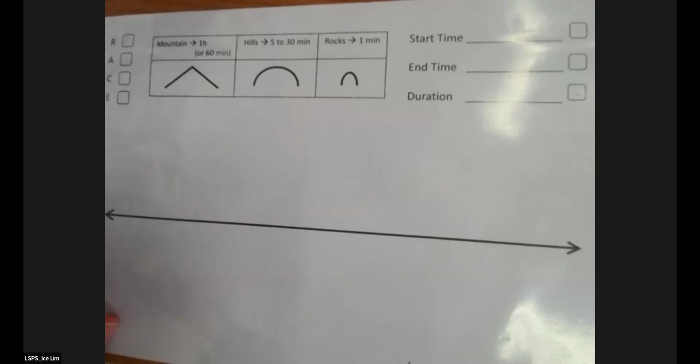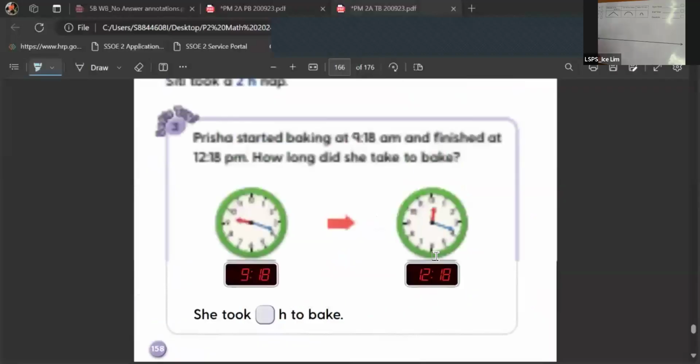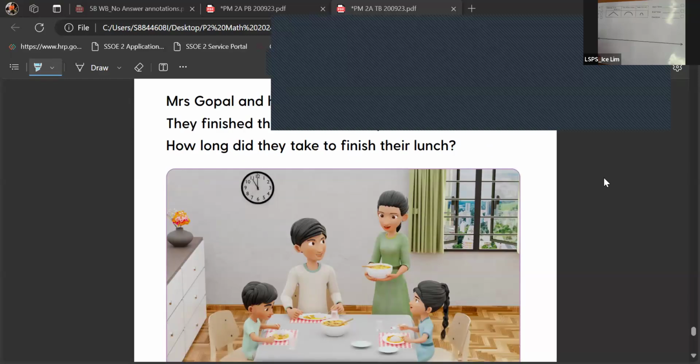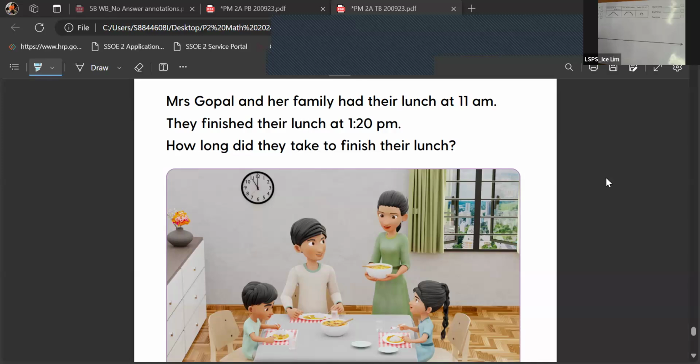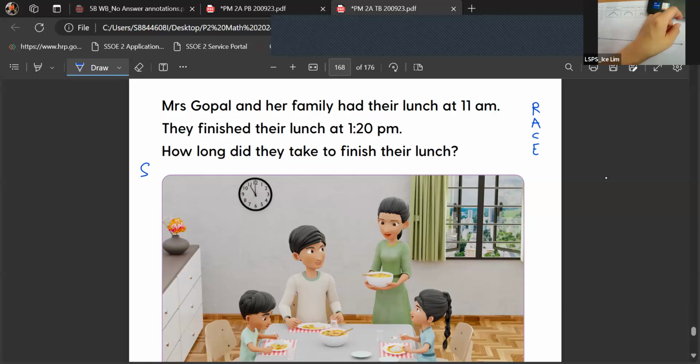Okay, let's take a look at the textbook and pick another question. Let's take a look at this one here. Mrs. Gopal and her family had their lunch at 11 a.m. They finished that lunch at 1:20. How long did they take to finish their lunch? So we are going to go through the race steps. So I read it the first time round. I'm going to annotate the textbook as I read the second time. Okay, so I'm going to write down my race again at the side here. One side for race and one side for the start time, end time, and duration.